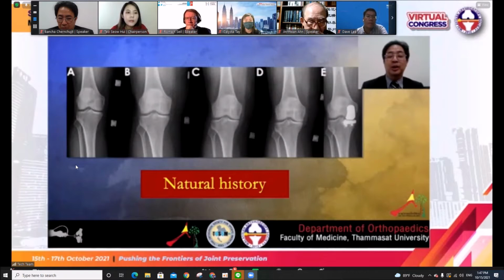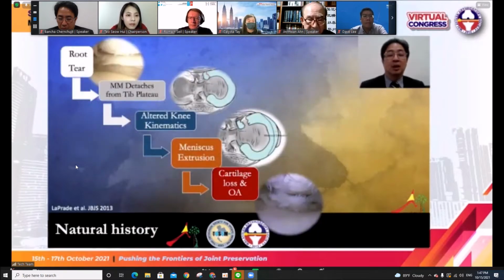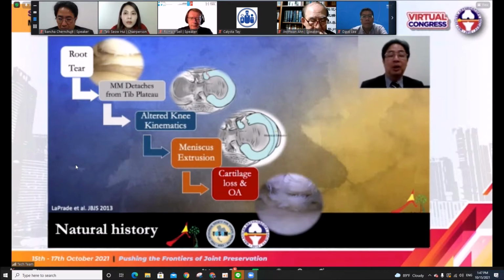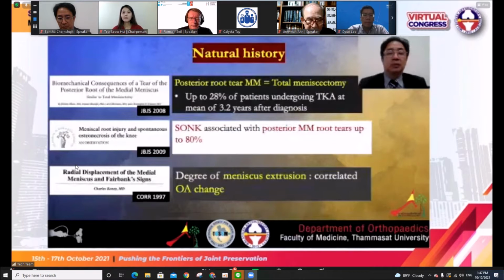How about the natural history of meniscus root injury? Once the root is torn, the meniscus will detach from the tibial plateau. This will alter the knee kinematics. Then, the meniscus will extrude more and more, finally diminishing the hoop stress effect, resulting in rapid progression of osteoarthritis of the knee. Many articles mention the natural history of the meniscus root tear. One article found that 1/3 of the patients need joint replacement 3 years after the initial diagnosis.